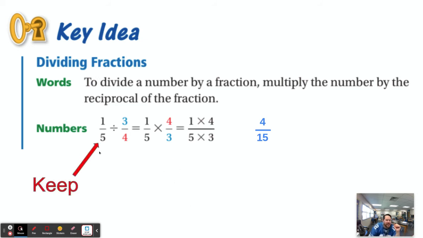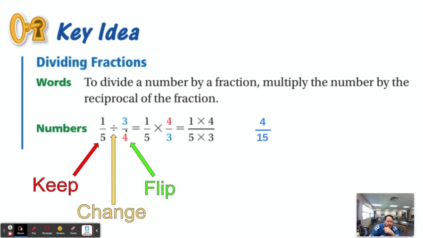The mnemonic device is you keep the first fraction. You never change the first fraction. First fraction you keep. You change the division sign to a multiplication sign. And you flip the second fraction. So keep, change, flip. Keep the first fraction, change it to multiplication, flip the second fraction, then you're done.